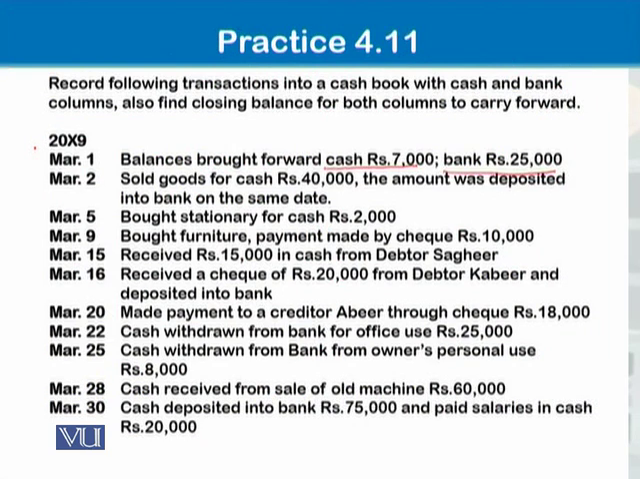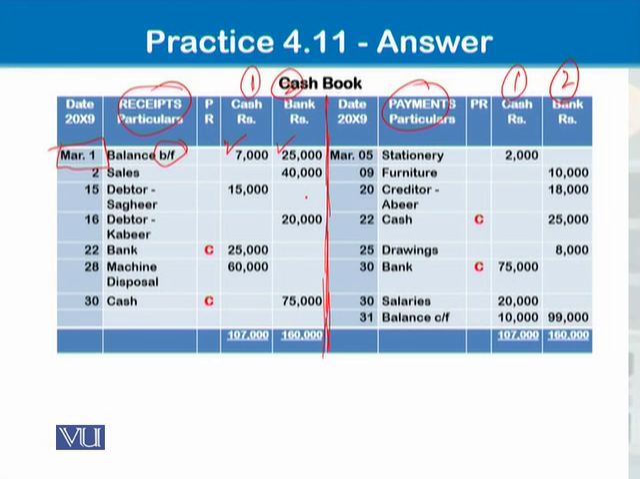Then, sold goods for cash 40,000. The amount was deposited into the bank on the same day. So you have received cash, but that cash is not in your office; rather, that cash is in the bank now. You deposited that cash in the bank the same day. That's why that 40,000 sale appears in the bank column. Agreed? This sale on 2nd March appears in the bank column, receipt side.